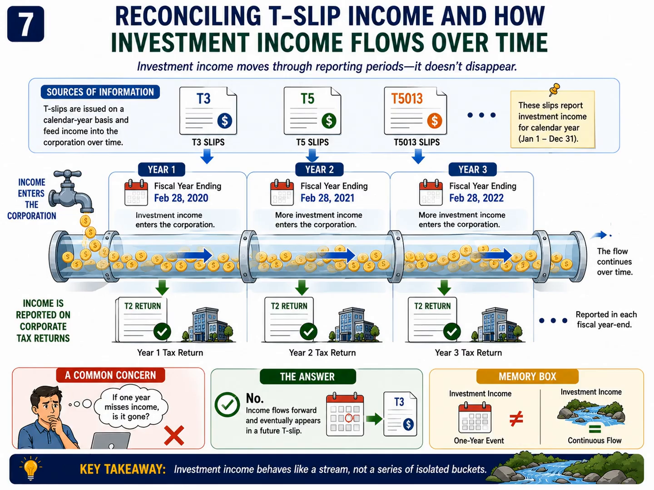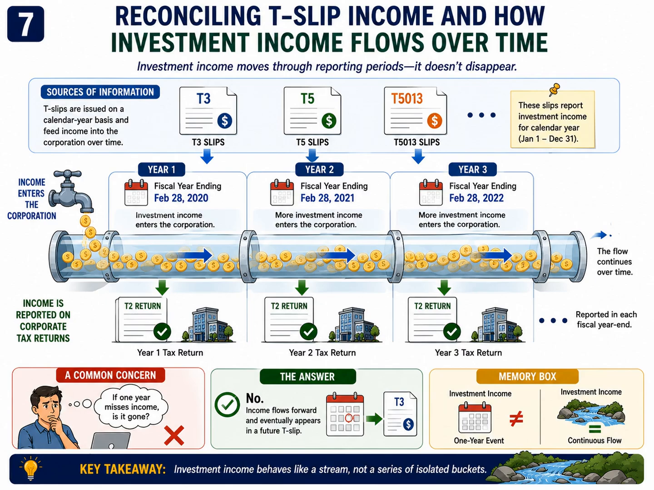As we move from year 1 to year 2, and then to year 3, investment income continues to enter the corporation. At the same time, T3 slips, T5 slips, and other tax reporting documents continue to capture portions of that income and report it over time. The key observation is that the flow never stops. The reporting periods may change, the timing may shift, but the income itself continues moving through the system.